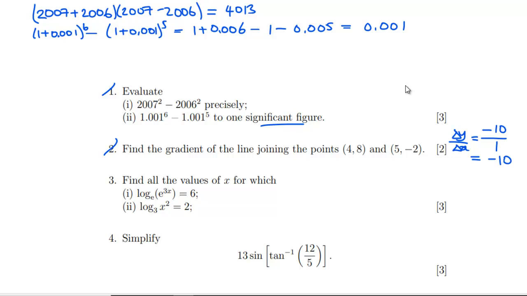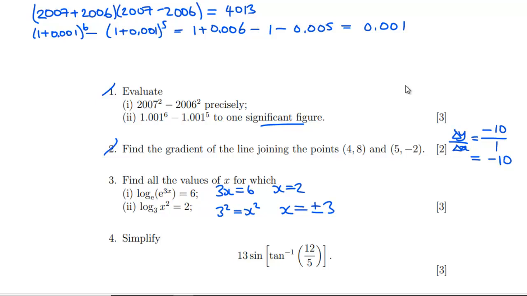3, find all values of x for which these log equations are satisfied. Right, so if we've got a log base e of e to the power something, we're just going to get 3x equals 6, x equals 2. So that's fine. The second one, we're going to have to do a bit more playing around on this. Well, we're saying that 3 squared is equal to x squared. So actually we don't have to do much playing around on this at all. So 3 squared equals x squared. So x is going to be equal to plus or minus 3.